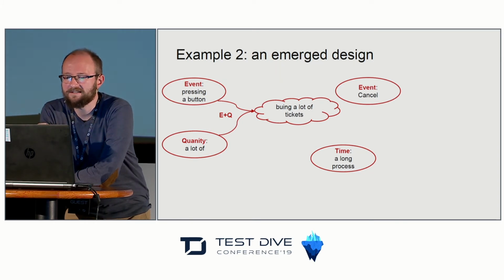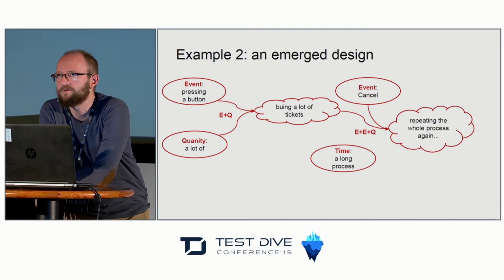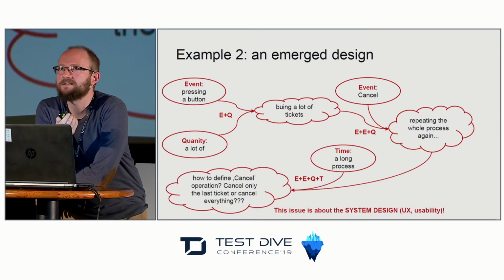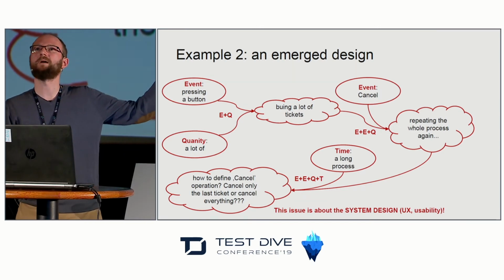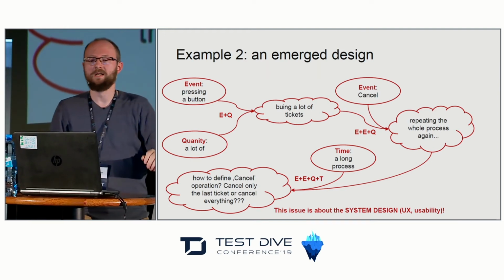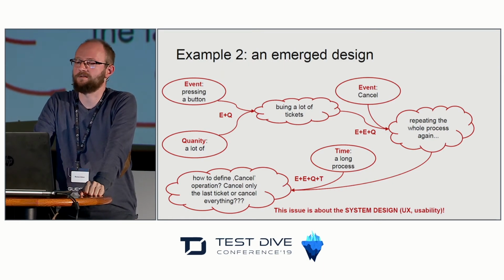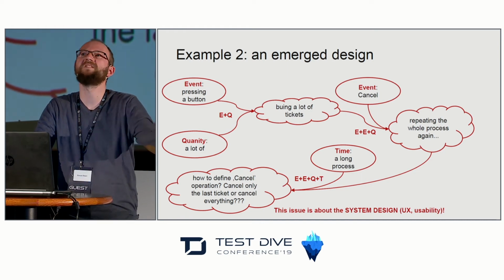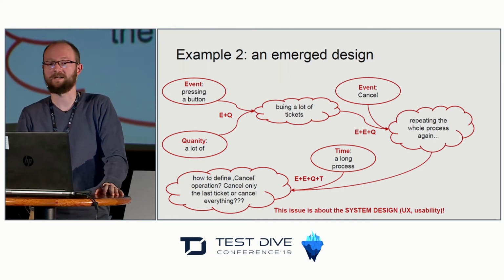Then we have this event cancel, and we have this time dimension, a long process. So we can combine this buying a lot of tickets with cancel operation, which means that we should repeat the whole process again. And then if this process takes us really a lot of time, then the question now is, because there was this cancel button in this machine, maybe you remember that. So in this situation, how should we define cancel operation in this machine? Should it cancel only the last ticket or the whole business process that was undertaken by the buyer, by the client who buys the ticket?